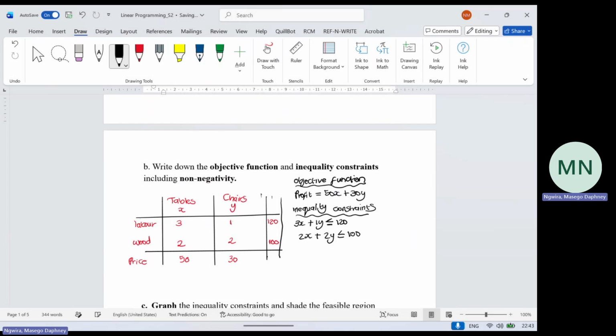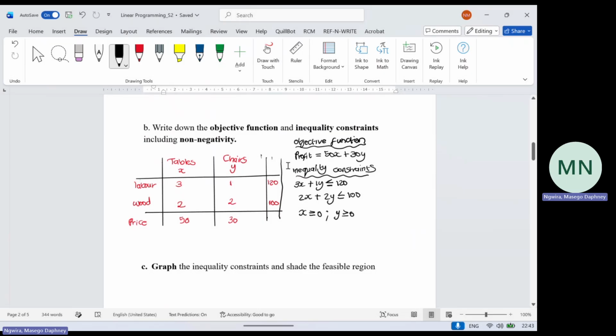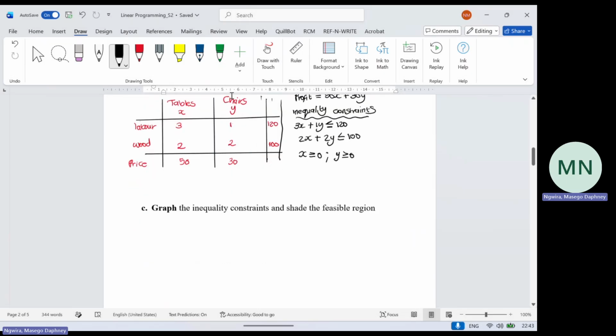Let's not forget the non-negative constraints. We can't have a negative, right? So it's always x is greater than or equal to 0 and y is greater than or equal to 0. These are what you call your non-negative constraints. I hope this makes sense. So these are the answers that they wanted. I always start with the table because I find it easy.